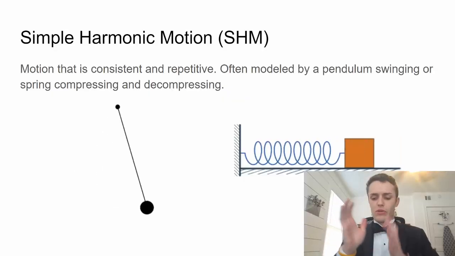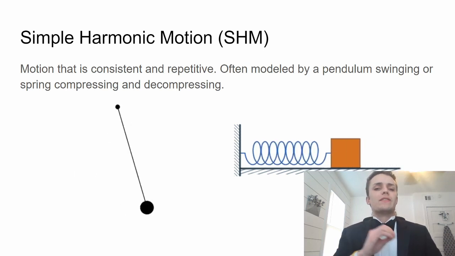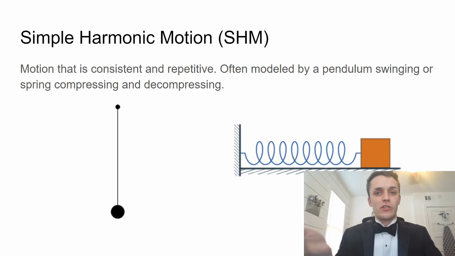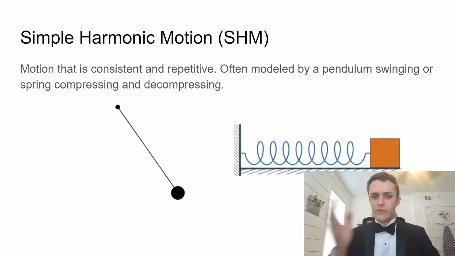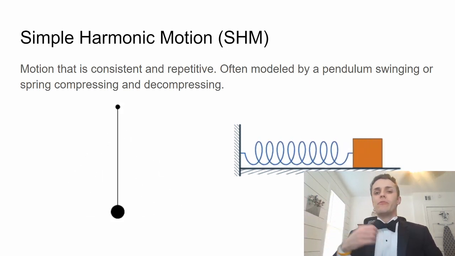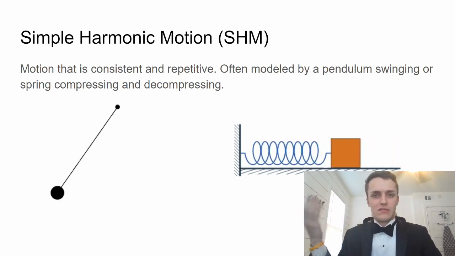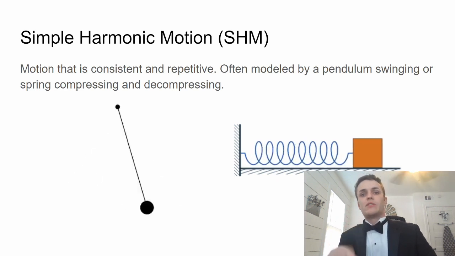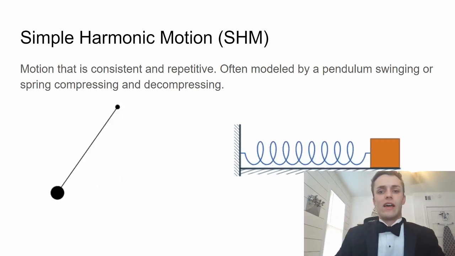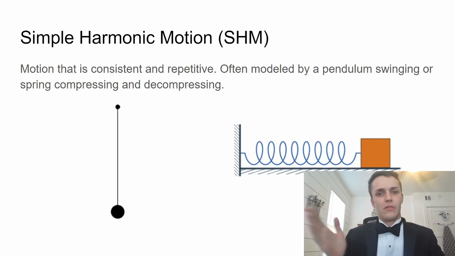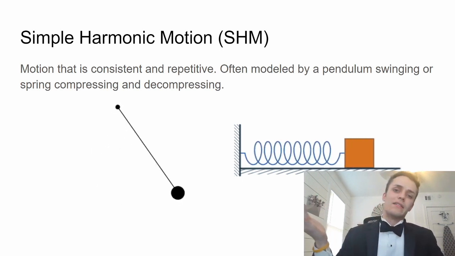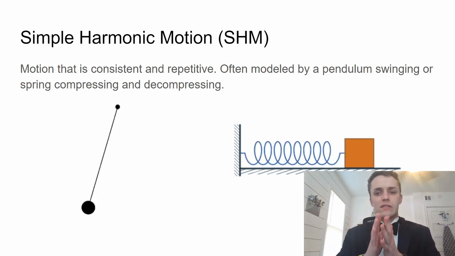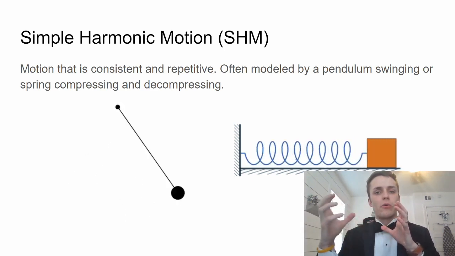Simple harmonic motion, abbreviated SHM for short, is motion that's consistent and repetitive. As we saw, pendulums exhibit simple harmonic motion. They move back and forth like this one on the slide. It's repetitive, it's consistent. It's the same motion, just back and forth. Another example is the spring example you should be seeing in the slide. It's going back and forth, repetitive and consistent. Here the spring is on the ground, moving back and forth.